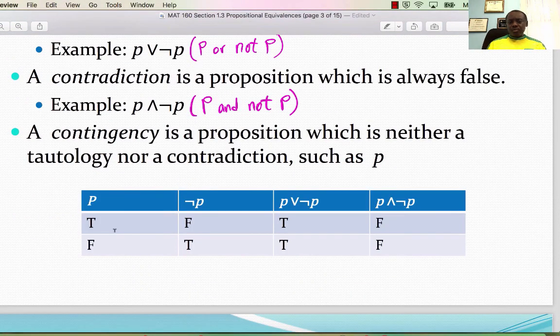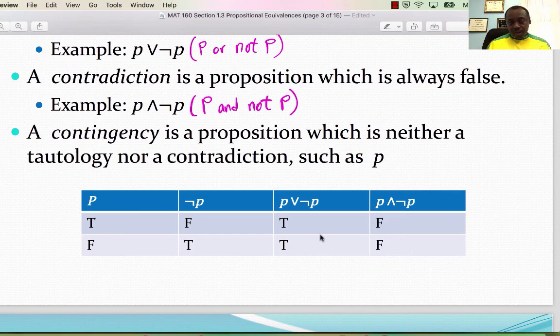Now let's look at the truth tables for contradictions and tautologies. So we have P and we have not P. Again, just one proposition, so two truth values in the column. And for P or not P, we end up with T T, all true, so that means a tautology. For P and not P, we have F F, and that means a contradiction.